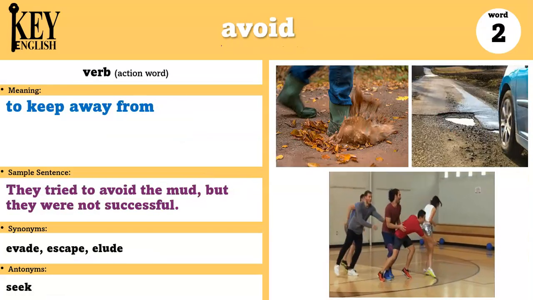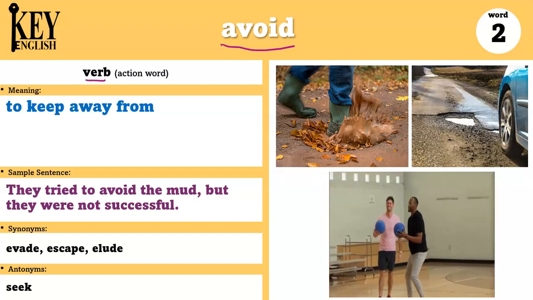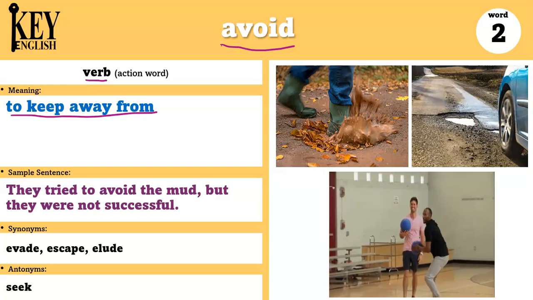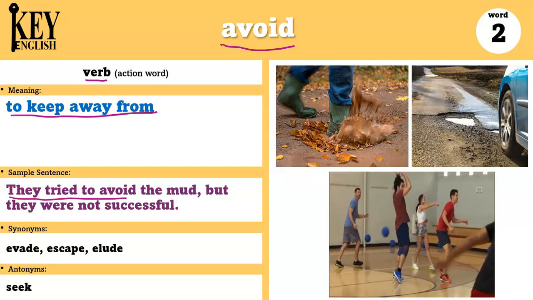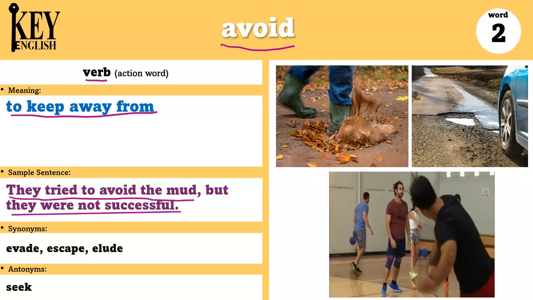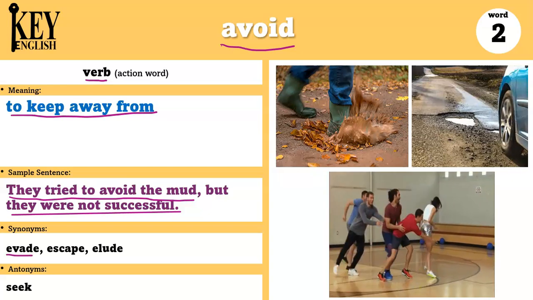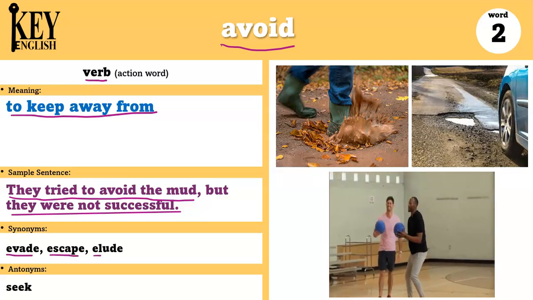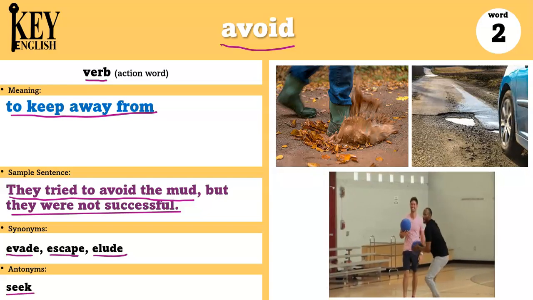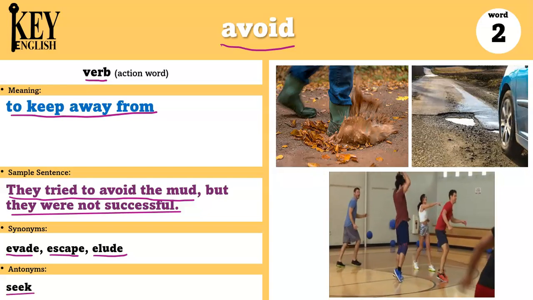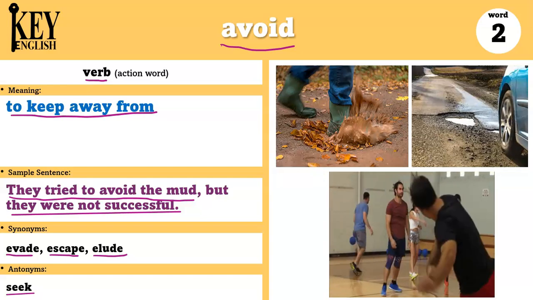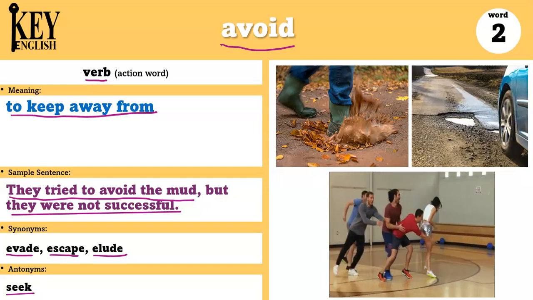Our next word is avoid. Avoid is a verb and it means to keep away from. The sample says, they tried to avoid the mud, but they were not successful. And synonyms are evade, escape, and elude. The antonym is seek. So when you try to avoid something, you don't want that thing. You want to stay away from it. You don't want it to touch you, or you don't want to be near it.